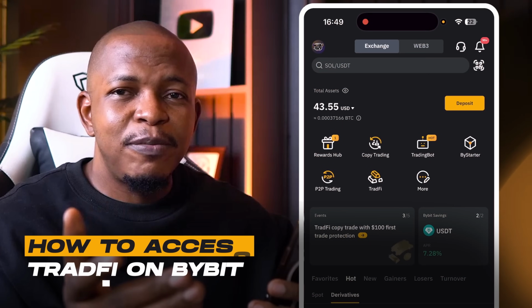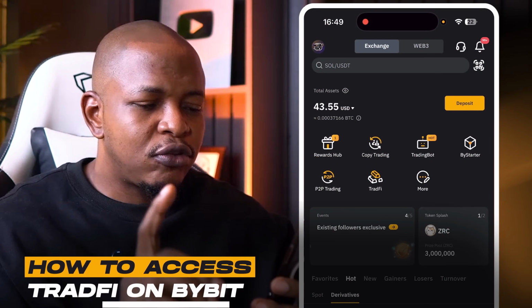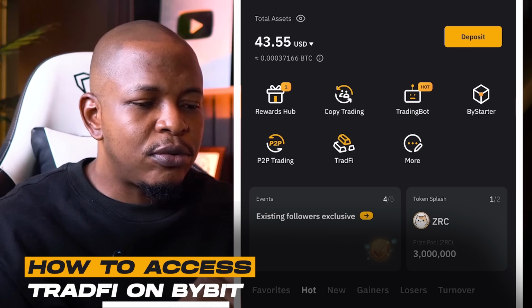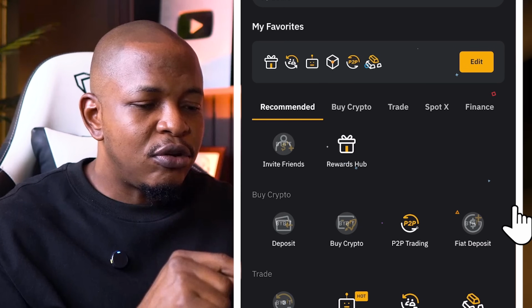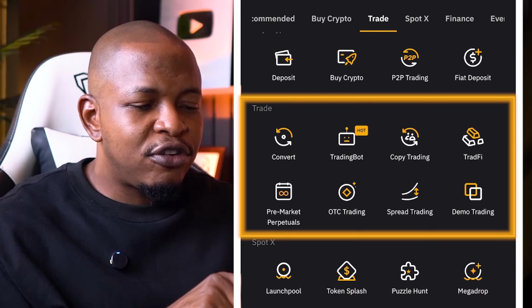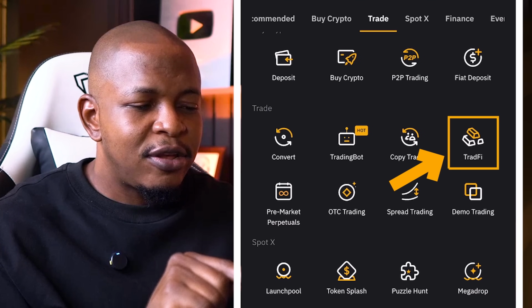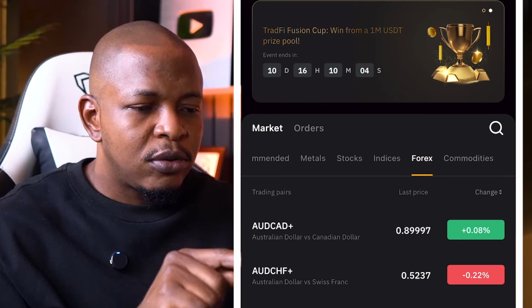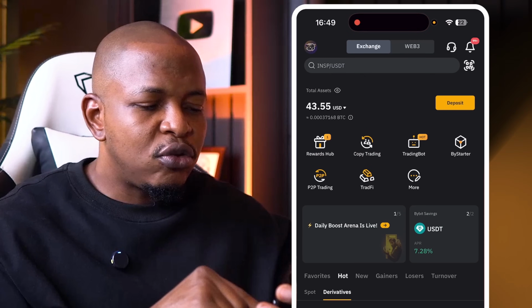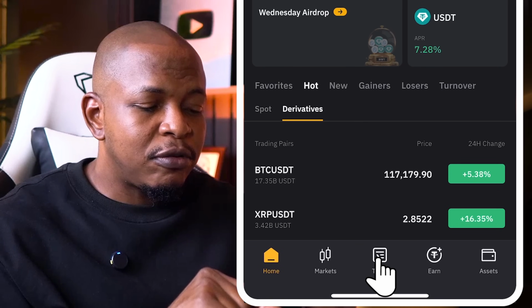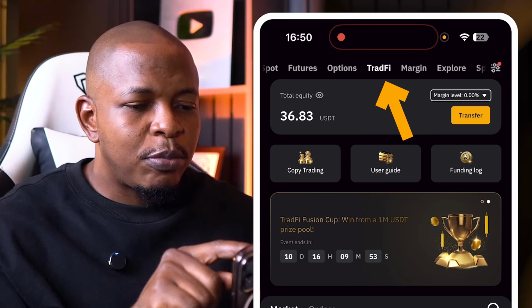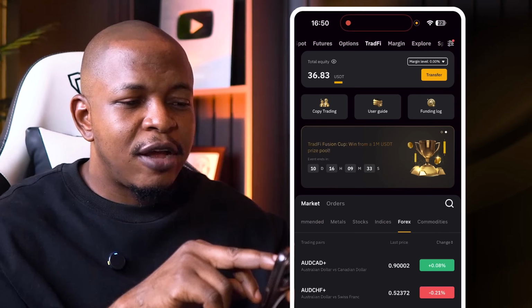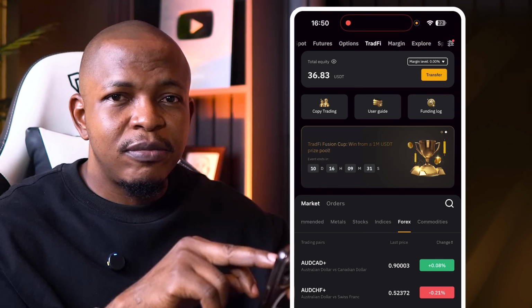Now, to access Bybit TradFi on the app, go to the homepage, click on TradFi here, or click on more and go down. Under where we'll have trades, see TradFi under the trade section. Alternatively, what you can do is to click on trade in the bottom menu, then you select TradFi at the top menu. You can see I have $38.83 in my wallet.